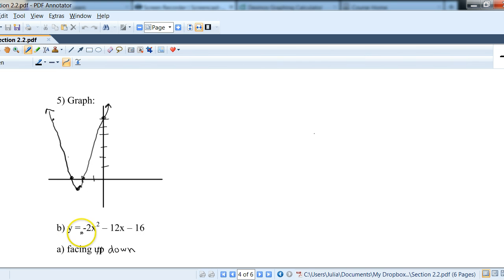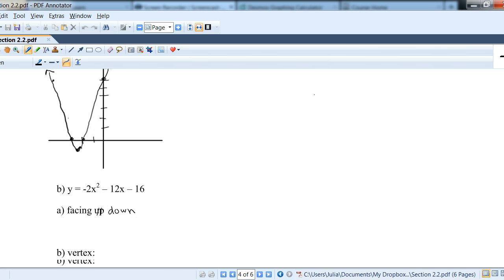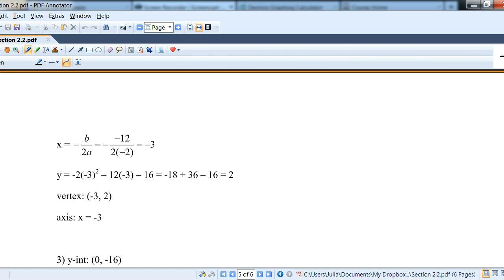Then here's another example, y equals negative 2x squared minus 12x minus 16. This one is facing down. Let's go quickly through all the information. Vertex happens to be (negative 3, 2). So be careful with signs when you plug it in. Y-intercept is (0, negative 16).